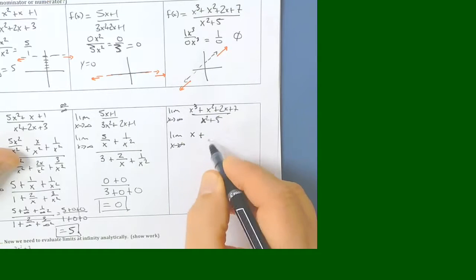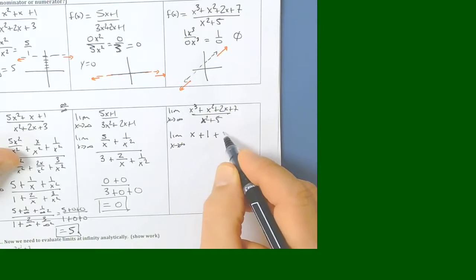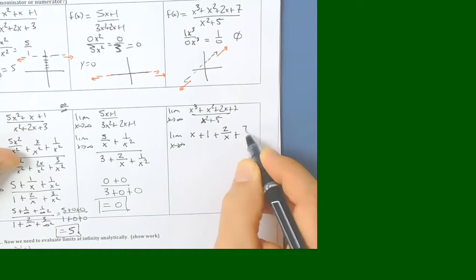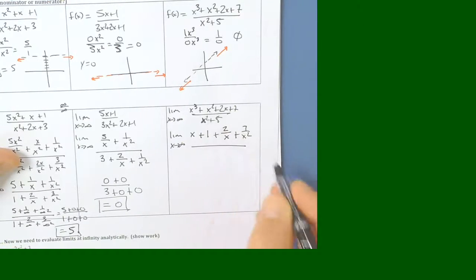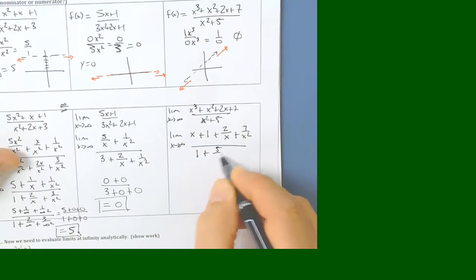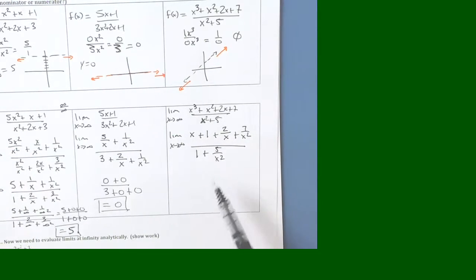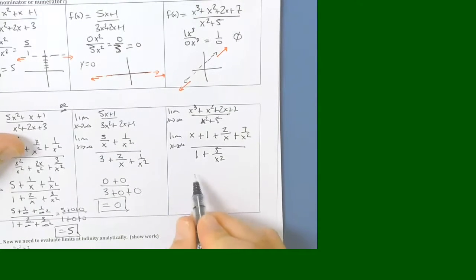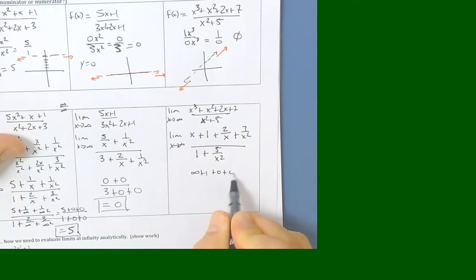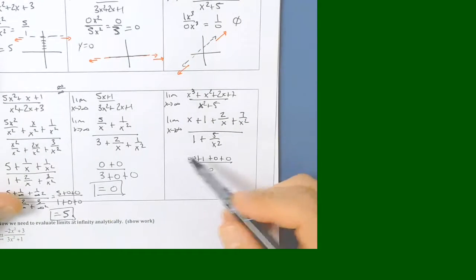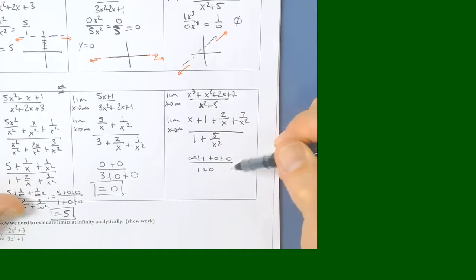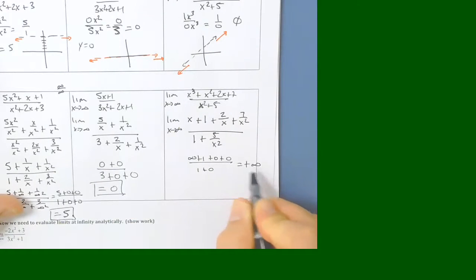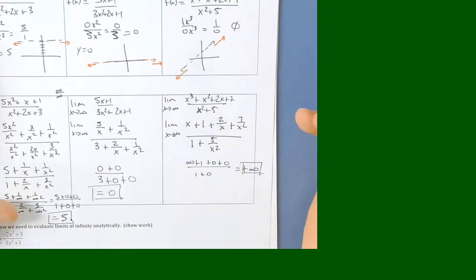X cubed divided by x squared is x. X squared divided by x squared, 2x divided by x squared is 2 over x, 7 over x squared, over x squared divided by x squared, and 5 over x squared. Let's go to infinity, and I get infinity plus 1 plus 0 plus 0 over 1 plus 0. What's infinity plus 1? It's a bigger infinity. And when we divide by 1, it's still infinity, right? This guy goes to positive infinity, as we suspected with our asymptote.